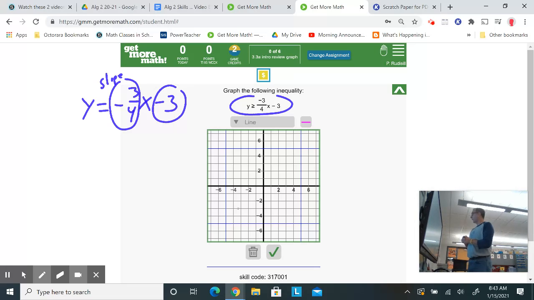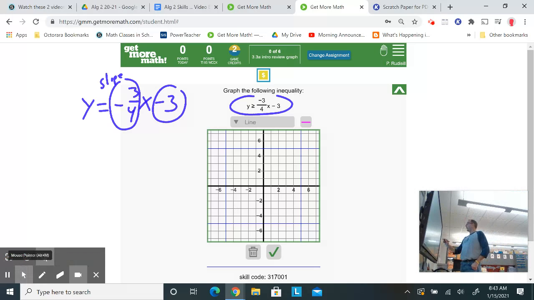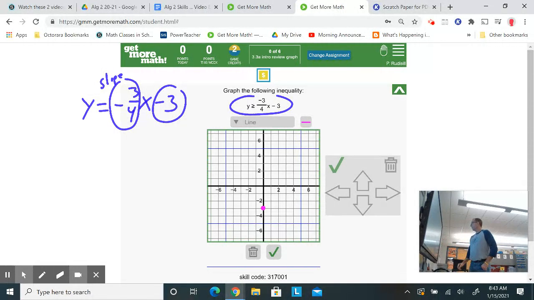So let's go over here and we're going to go to the y-intercept of -3, put a point. Now I need to have a -3/4 slope. So I can go down 3, 1, 2, 3, right 4, 1, 2, 3, 4, boom. Or I could have went up 3 and left 4.